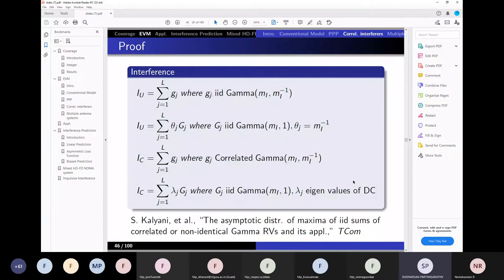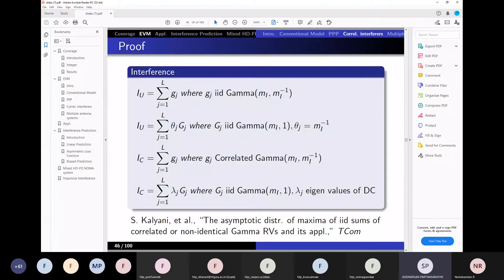Okay. So total interference power in the uncorrelated case, which means the independent case, is the summation of G_j. I told you that all the channels experience Nakagami fading, so the channel powers are gamma distributed. Summation of G_j, where G_j is gamma distributed. Next, you can write this as summation of theta_j times capital G_j, where G_j is of parameter mi comma 1 and theta_j is equal to 1 by mi.